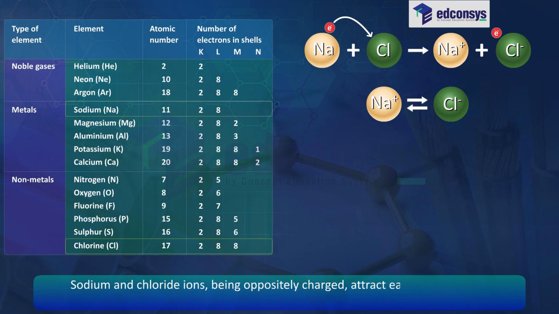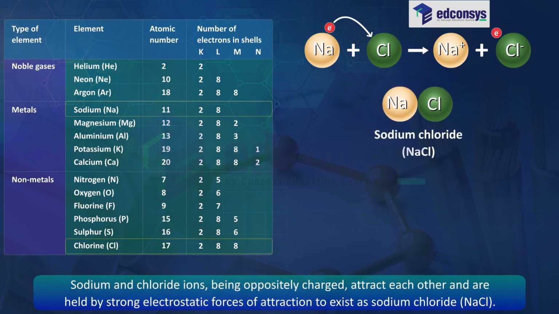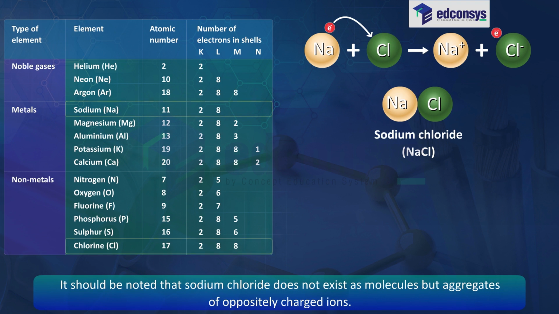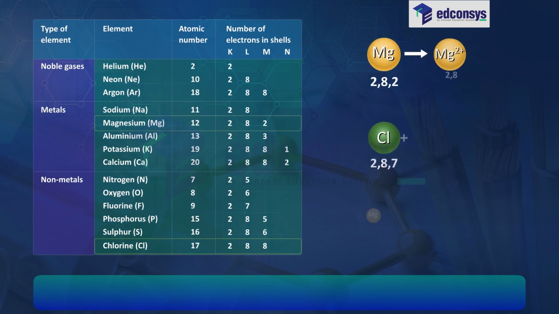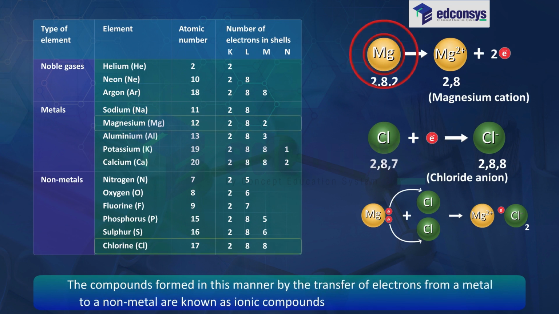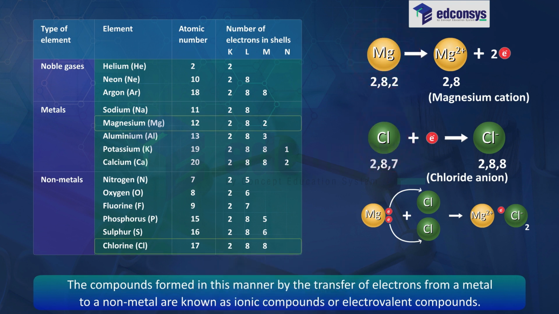Sodium and chloride ions, being oppositely charged, attract each other and are held by strong electrostatic forces of attraction to exist as sodium chloride, NaCl. It should be noted that sodium chloride does not exist as molecules but as aggregates of oppositely charged ions. Let us see the formation of one more ionic compound, magnesium chloride. The compounds formed in this manner by the transfer of electrons from a metal to a non-metal are known as ionic compounds or electrovalent compounds. Name the cation Mg+ and anion Cl- present in MgCl2.